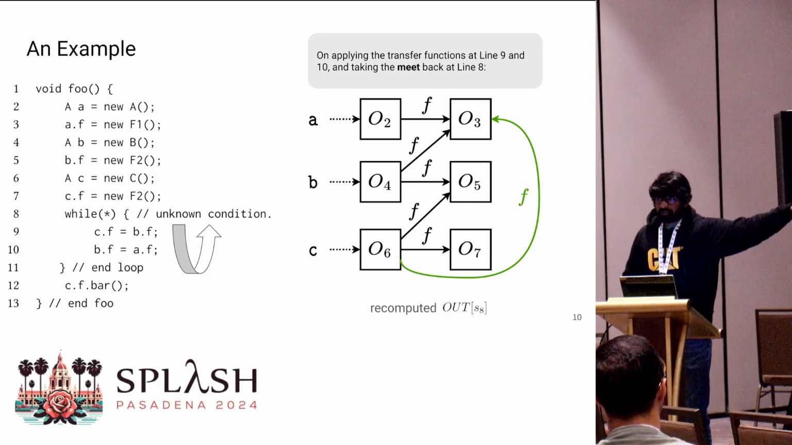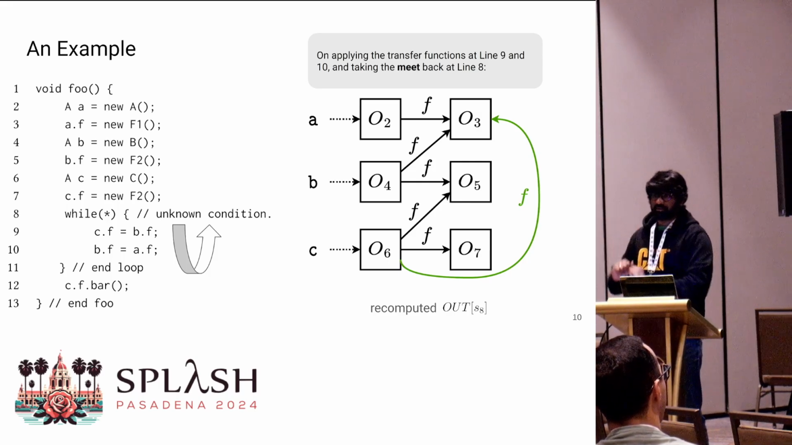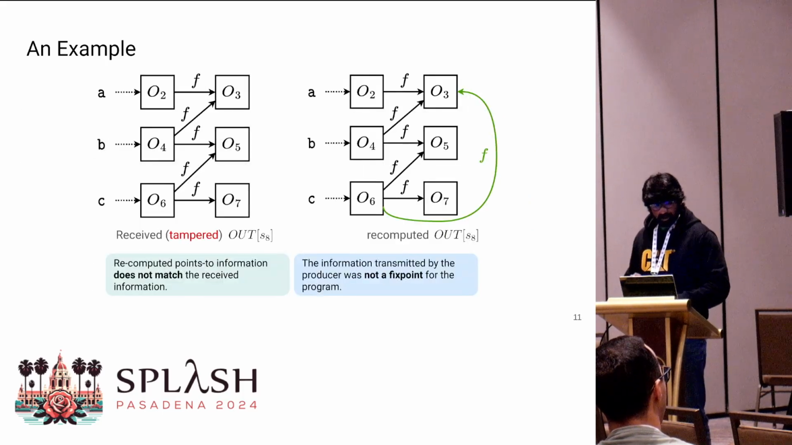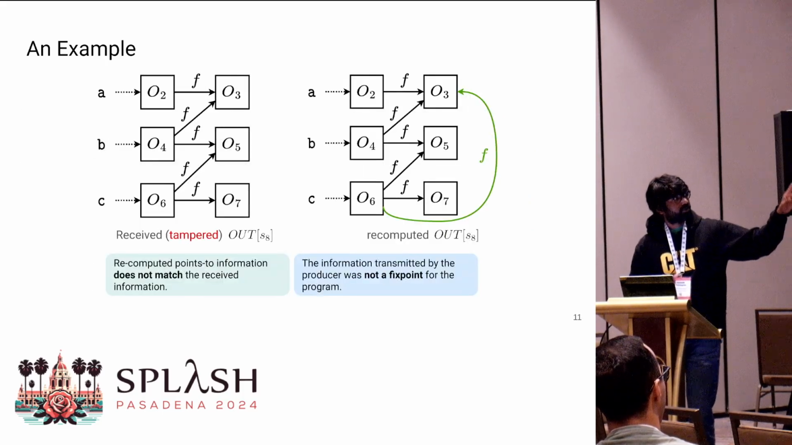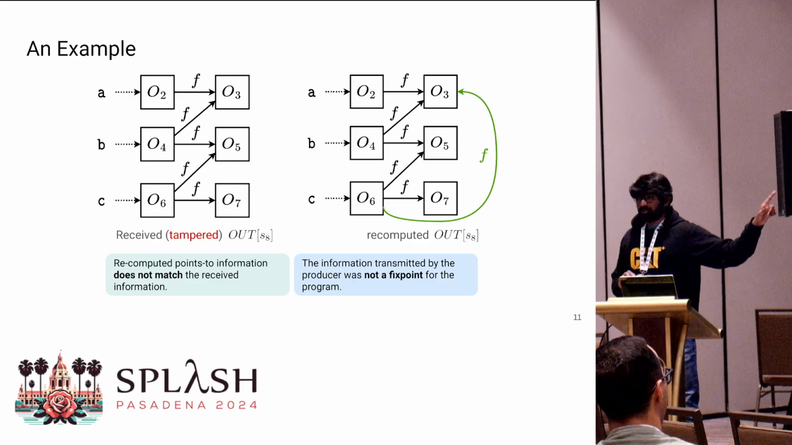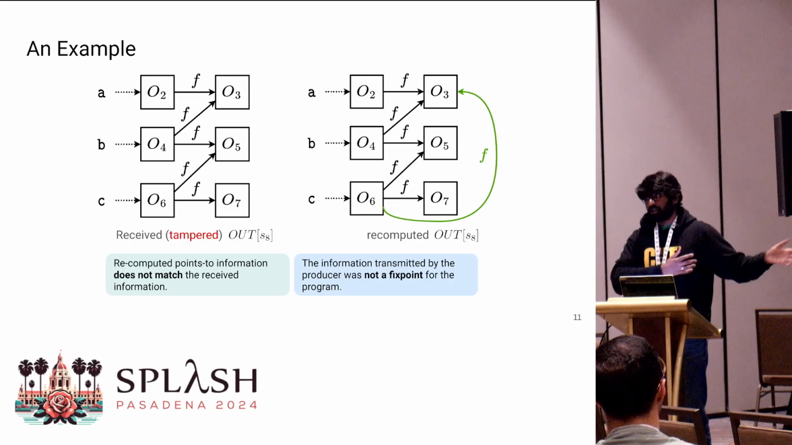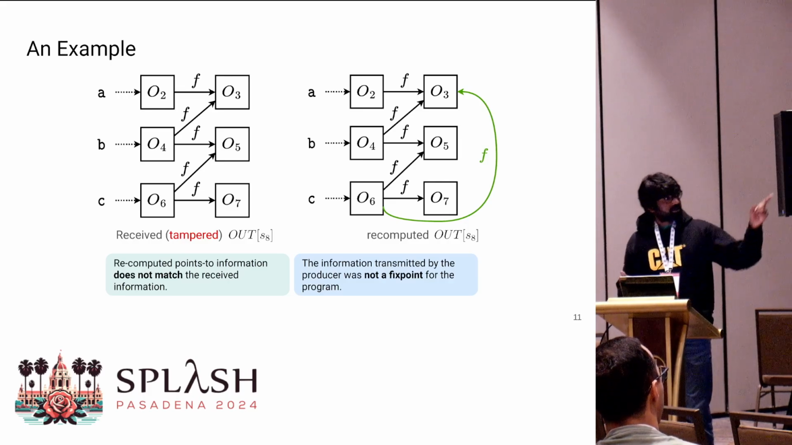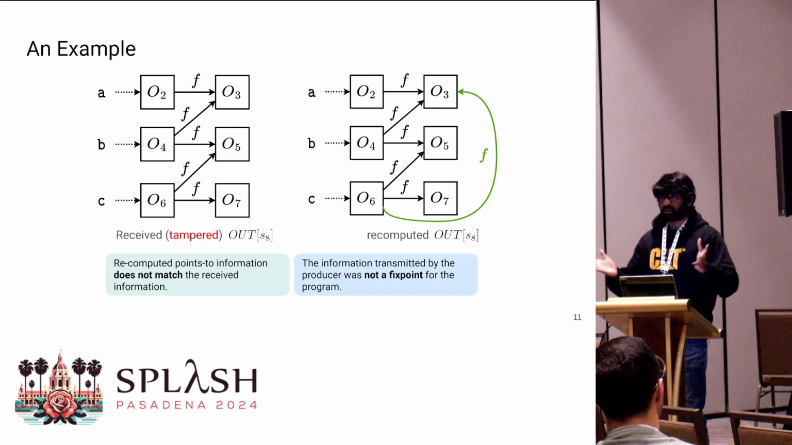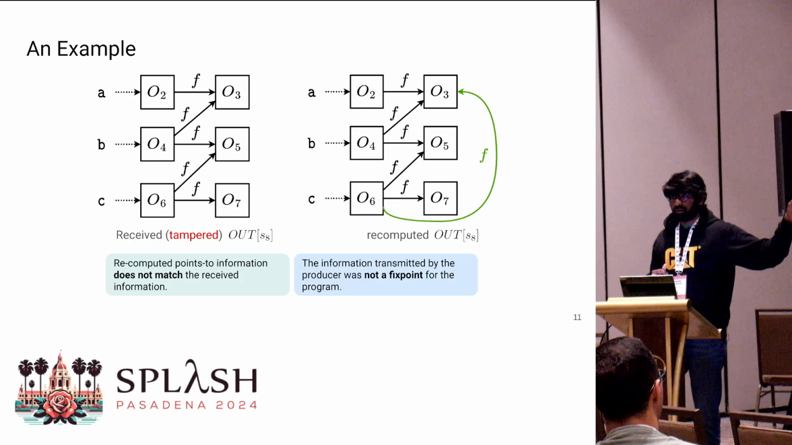And that looks like this. Let's draw some inferences based on what we recomputed. If we compare it with what was originally received from the producer end and what was claimed to be a fixed point, we observe that it is immediately different. The recomputed out of S8 now has a new edge. It contains new information that wasn't in the originally transmitted out of S8.